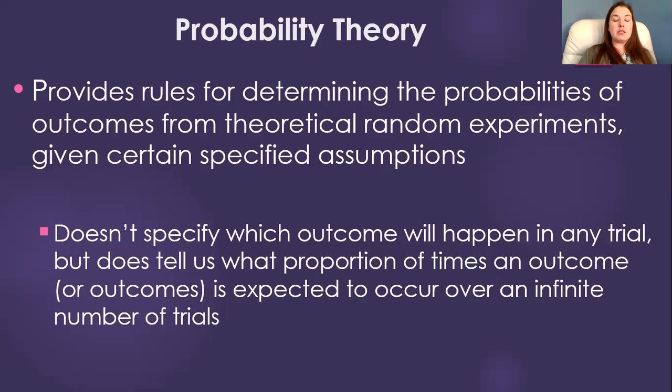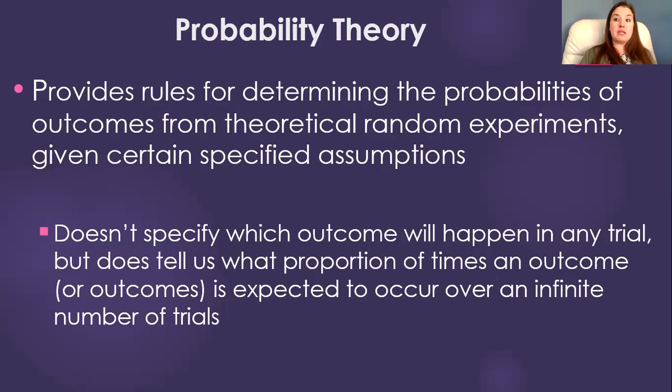So today's lesson is a lot of conceptual looking at rules of probability. Probability theory is all about determining the likelihood or the probabilities of certain outcomes from theoretical random experiments given certain assumptions. That means if we flip a coin, what are the rules by which we determine how likely we are to flip a heads versus a tails?